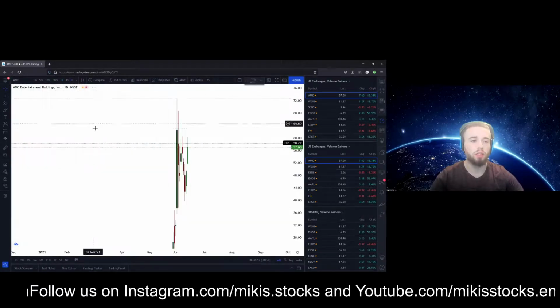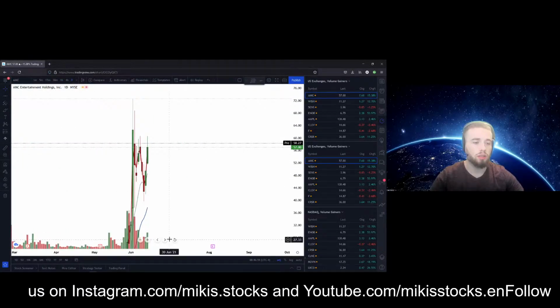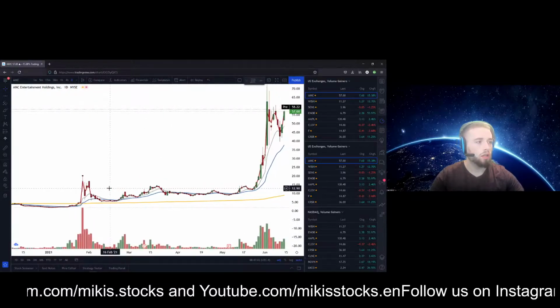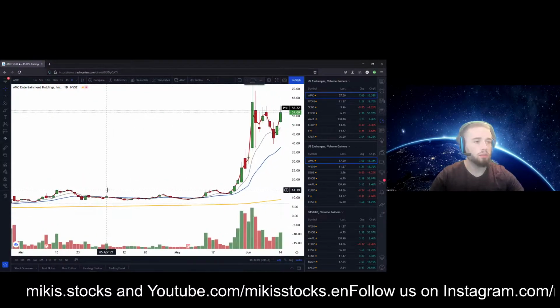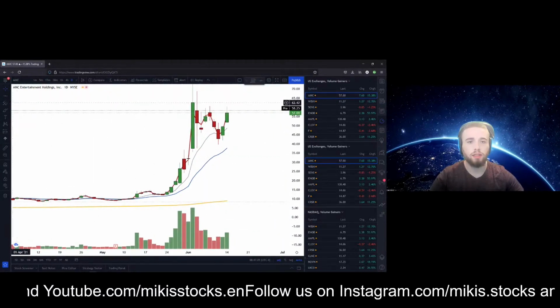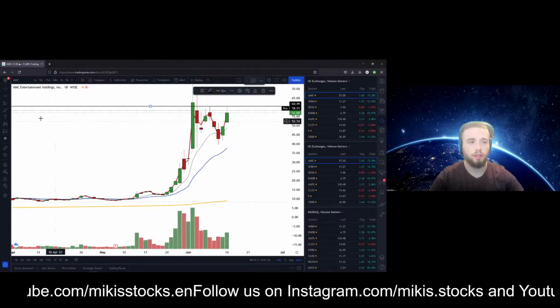AMC on the daily chart. We have some nice levels here, and honestly, it's pretty good. AMC, we're trying to break against 60. 60 is that significant number.